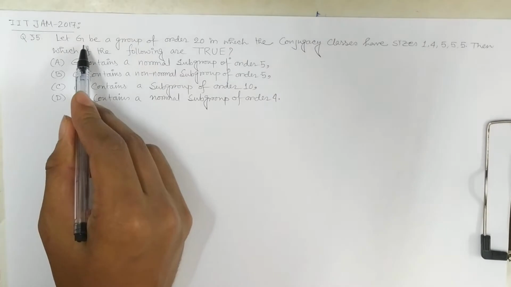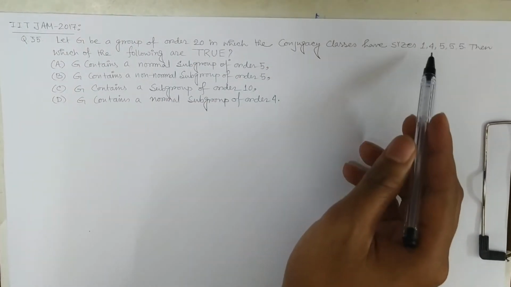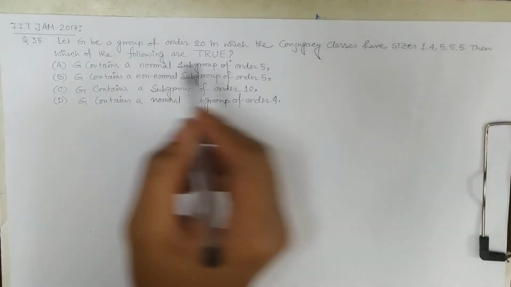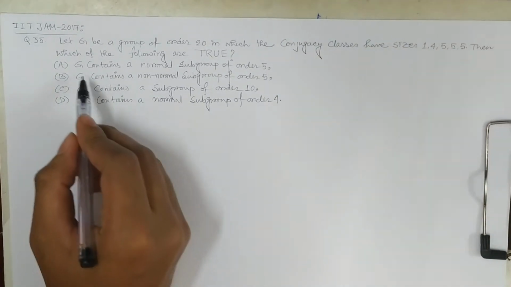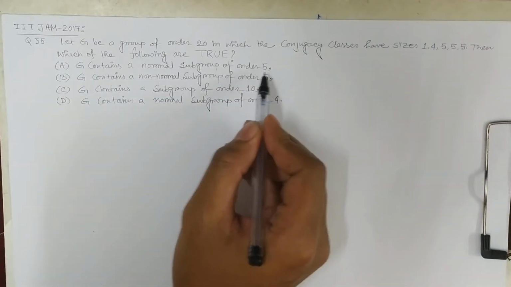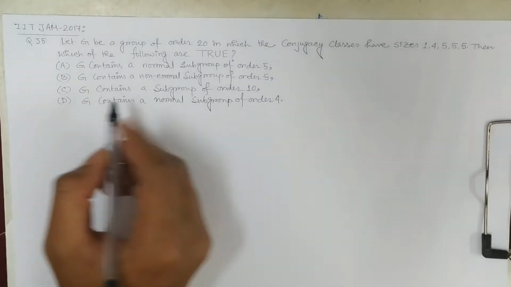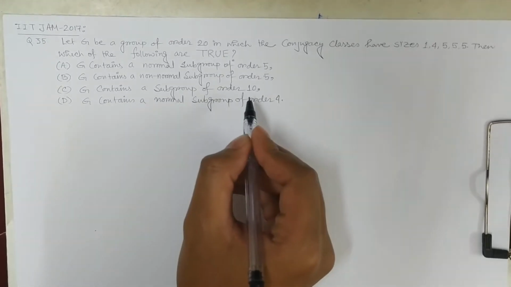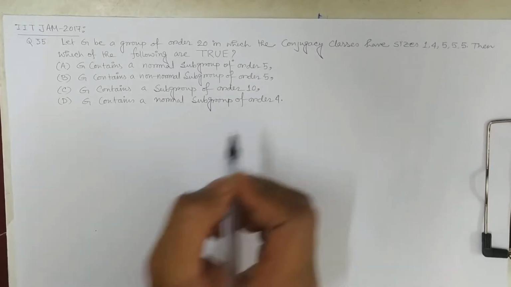We are given G is a group of order 20 in which the conjugacy classes have sizes 1, 4, 5, 5, 5. Then we are asked to find which of the following are true. Option A is G contains a normal subgroup of order 5. Option B, G contains a non-normal subgroup of order 5. Option C, G contains a subgroup of order 10. And option D is G contains a normal subgroup of order 4.